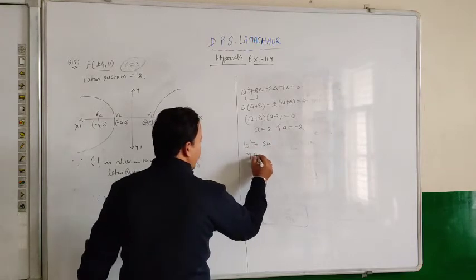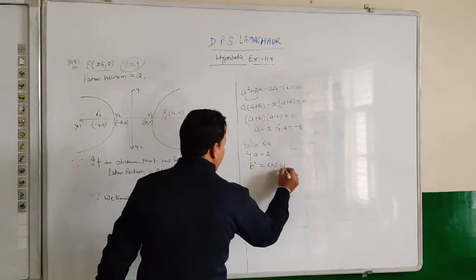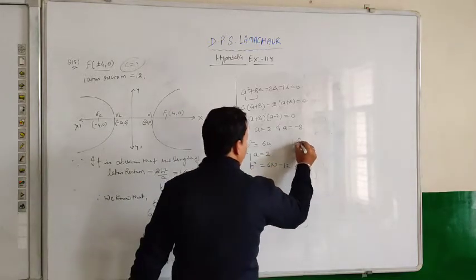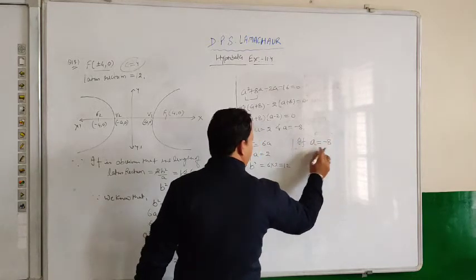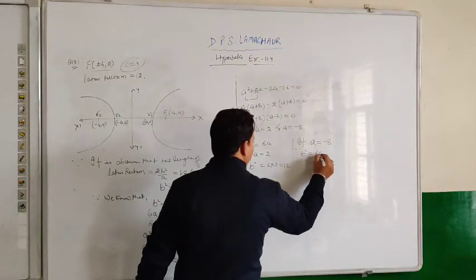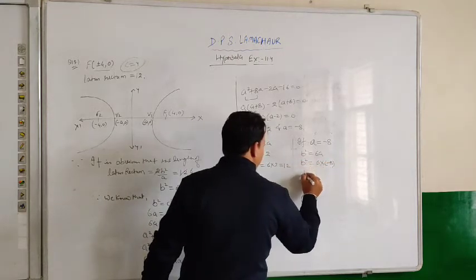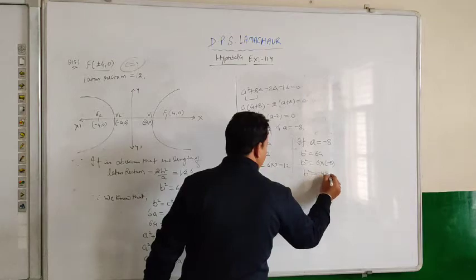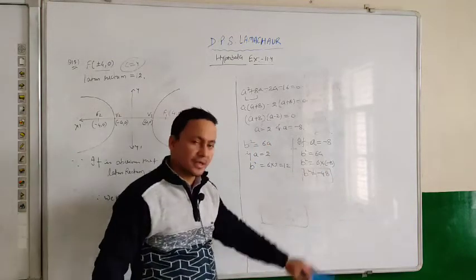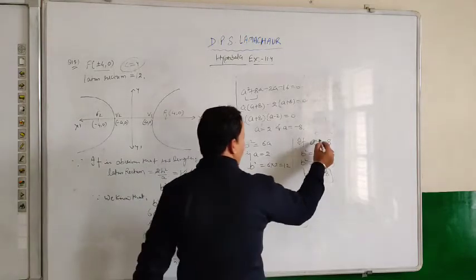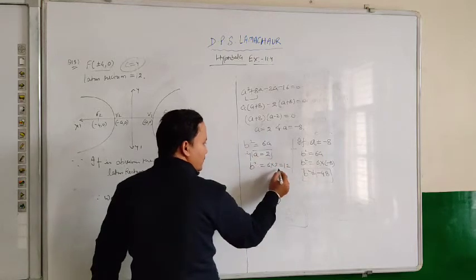So if a is 2, then b square is equal to 6 into 2, that is 12. And if we take a is equal to minus 8, then b square is equal to 6 into minus 8, so b square is equal to minus 48, and it will not be possible. If we square any real number, we do not get a negative quantity. So we will not take the value of a as minus 8. So the value of a will be 2 and the value of b square will be 12.